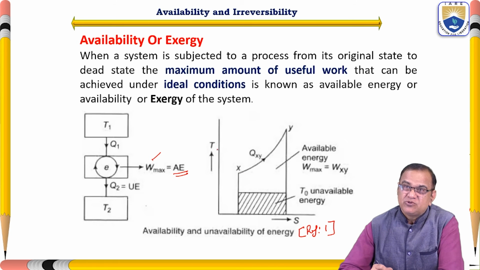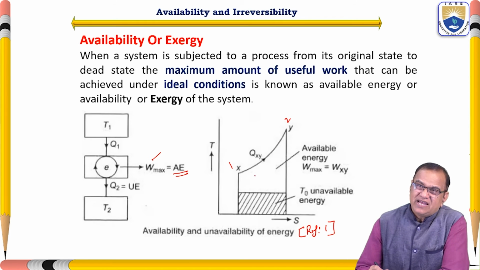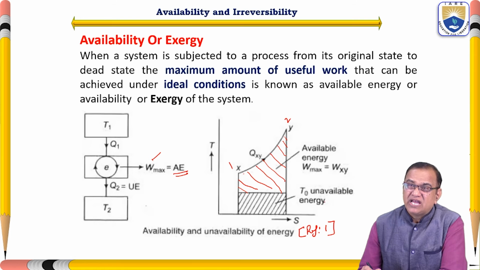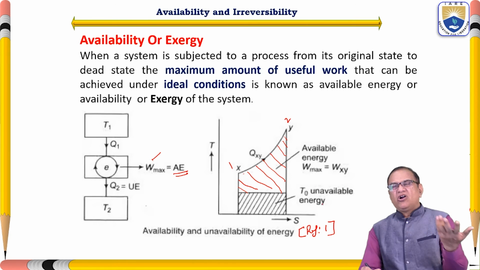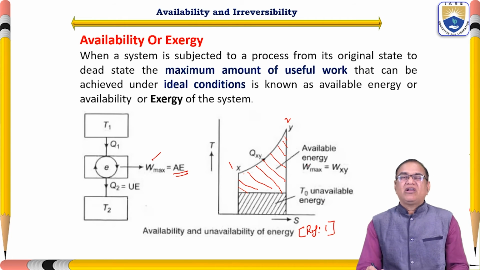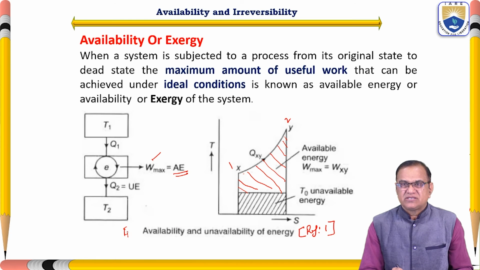This work done, if you see the TS diagram from X to Y, from point 1 to 2, this is QXY. From here to here, it is available in this block, which you can see with this hatch line. This is the available energy, and this T naught term is the unavailable energy. It has gone to the surrounding. So this is called the exergy, or available energy, or availability of the system. In this way, available and unavailable energy is expressed.